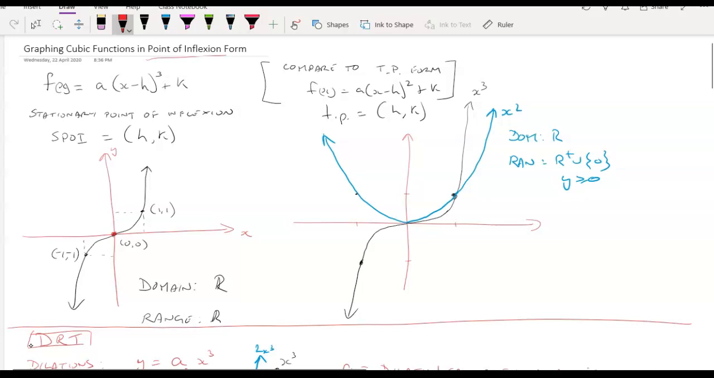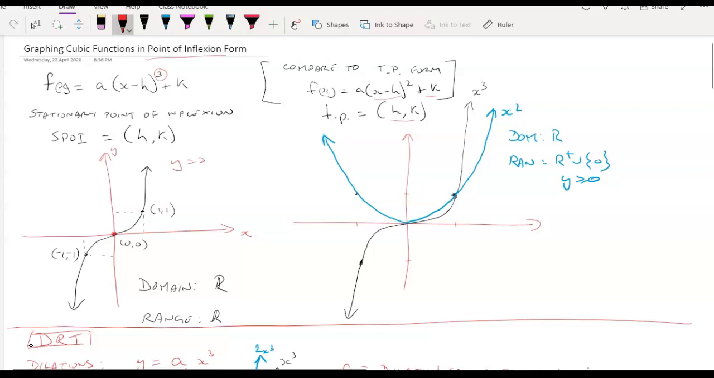You'll remember the basic formula for quadratic and turning point form. x minus h squared plus k gives you a turning point of (h, k). Well, for a cubic, it works the same way. It's the same format. x minus h cubed plus k has a stationary point of inflection, or an SPOI, at the point (h, k). The basic cubic is graphed here.